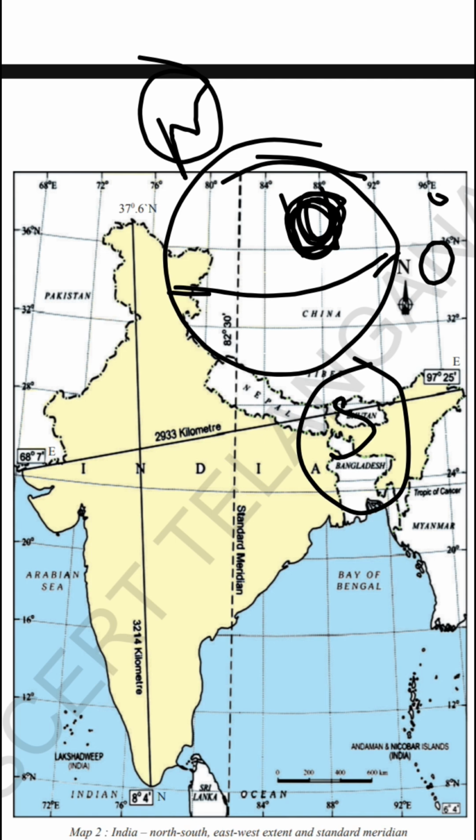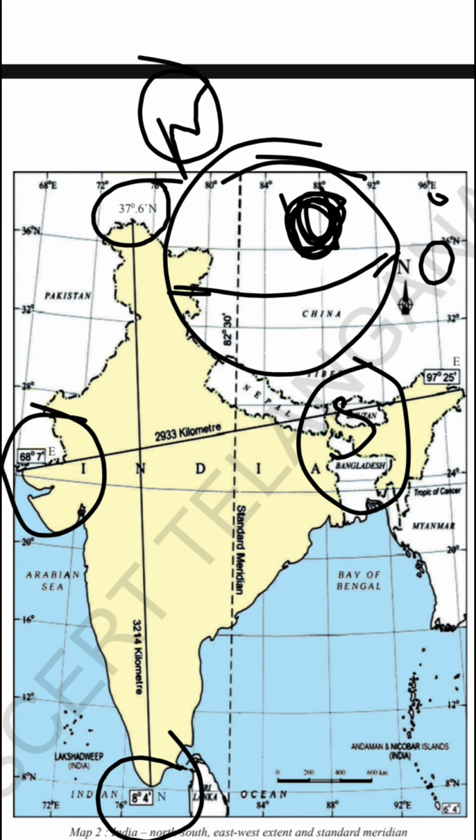But okay sir, if you're saying north and south, it's very clear that if it comes in the northern hemisphere, we mention 37 degrees 6 minutes north, and here 8 degrees 4 minutes north. Okay, that's fine. But what about the east? 68 degrees 7 minutes east and 97 degrees 25 minutes east. Why these? If you find the Greenwich here, the Greenwich actually splits the world into west and east.